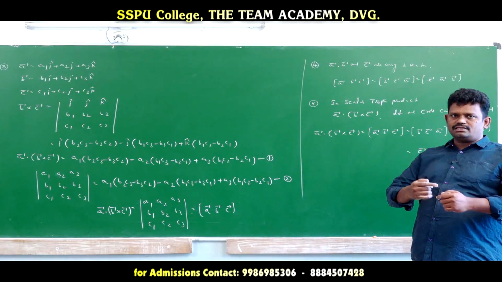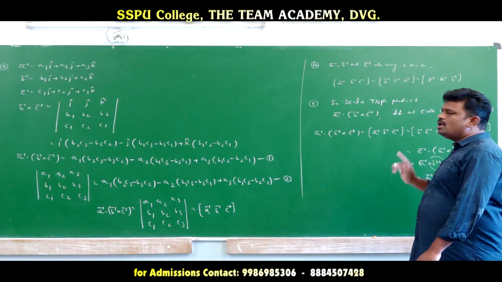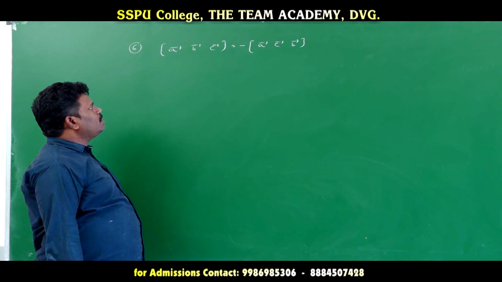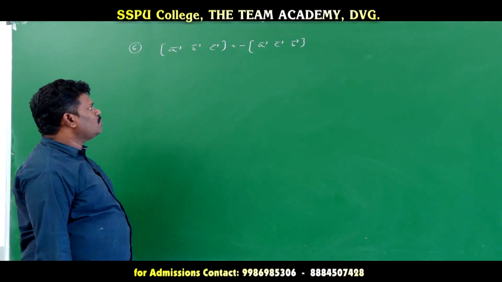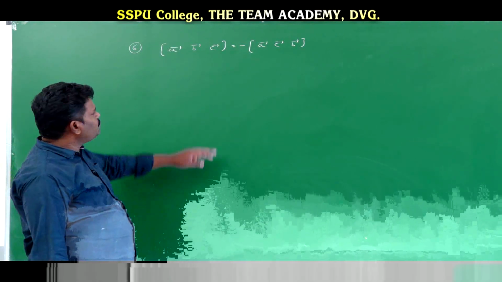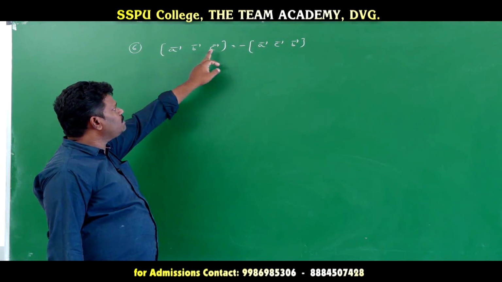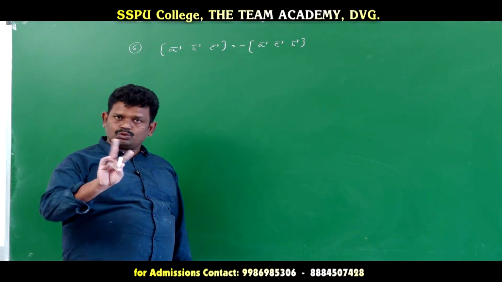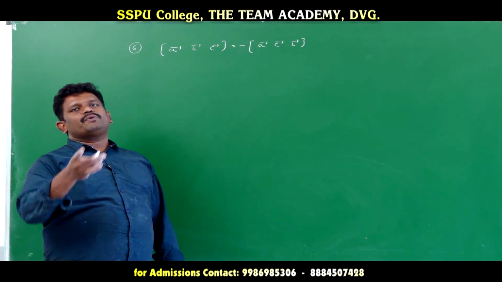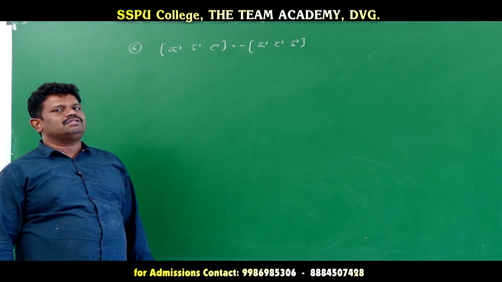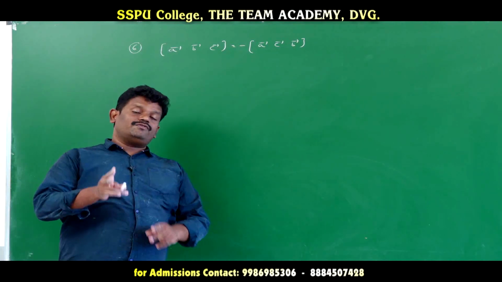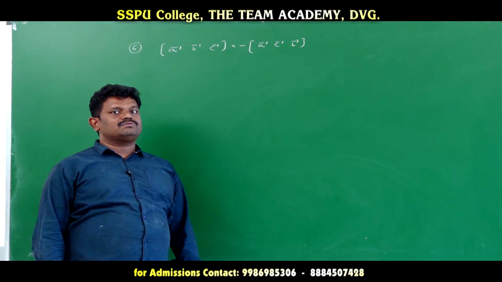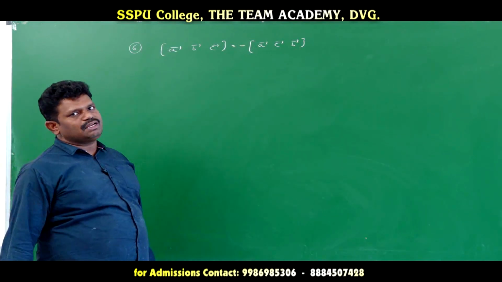Here, box of a bar, b bar, c bar is equal to minus box of a bar, c bar, b bar, meaning you interchange these two vectors, c and b, b and c. So whenever, in any box, you interchange two vectors one time, you get the opposite sign of the given box value. If you interchange two times, you again get the positive sign of the given box value.